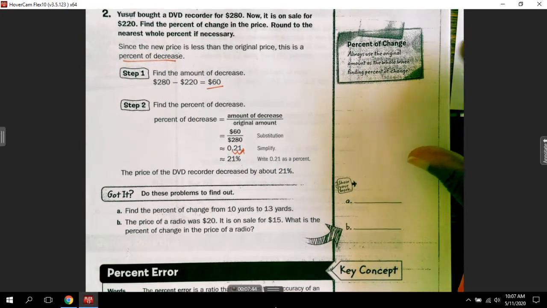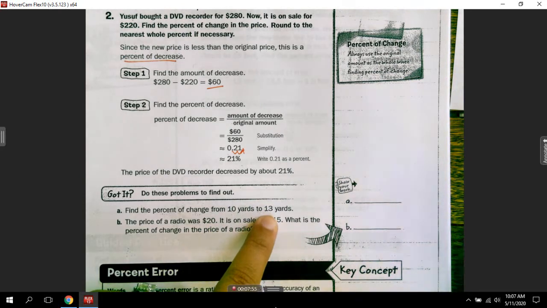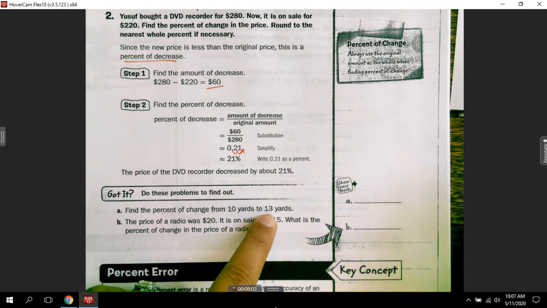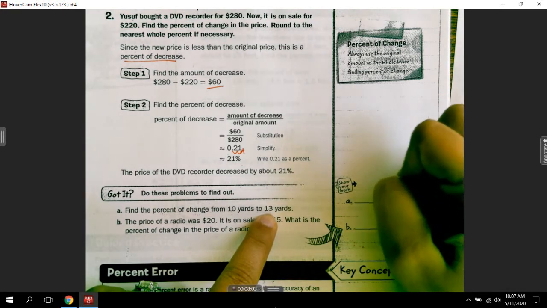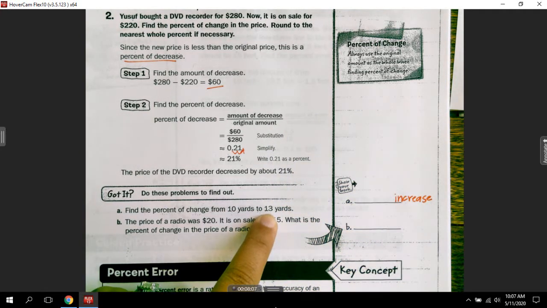So example A says to find the percent of change from 10 yards to 13 yards. Okay, so is it going to be an increase or a decrease? We're going from 10 to 13. So we automatically know that it's going to be a percent of increase. So my final answer is going to be a something percent increase. So we can go ahead and put that if we want to, so we don't forget. All right, so we're going from 10 to 13.